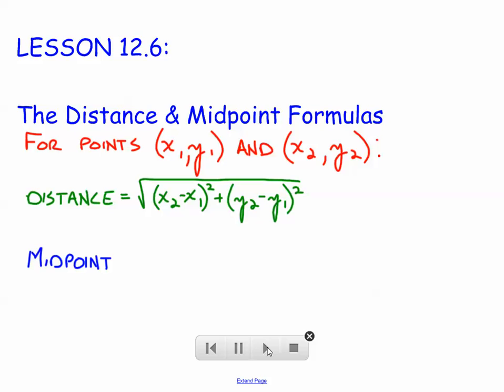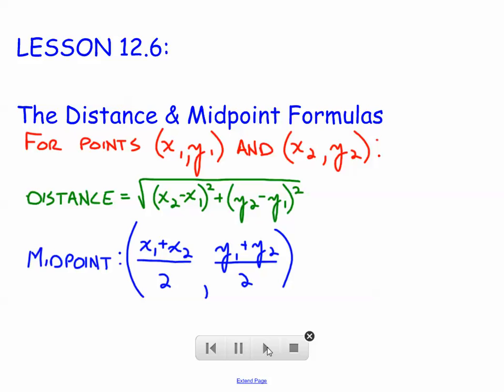The midpoint, halfway between these 2 points on a coordinate plane, can be found by adding the 2 x values and dividing by 2. That'll give you the x value of the midpoint, and you add the 2 y values together and divide by 2. That'll give you the y value of the midpoint. All right.